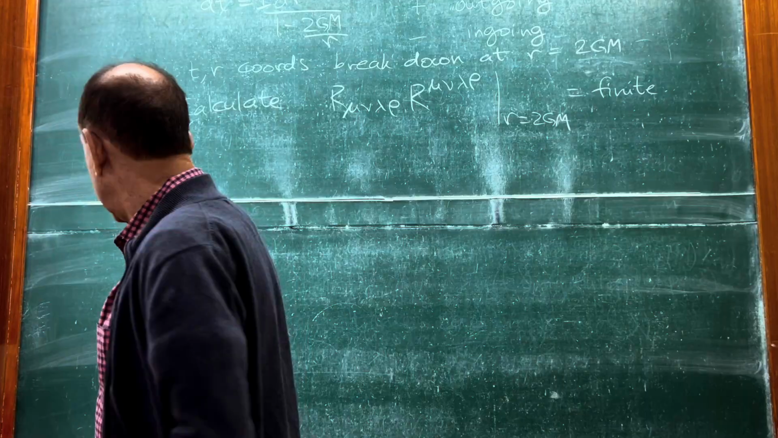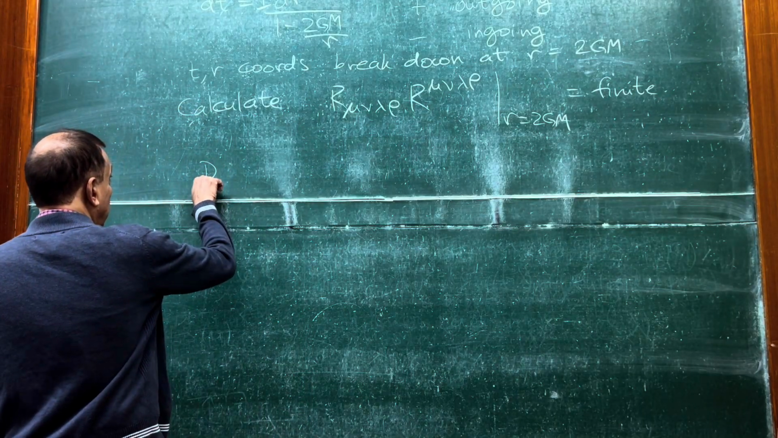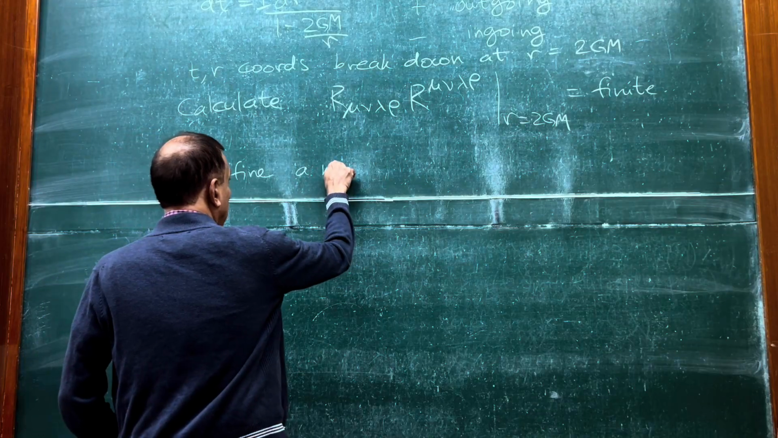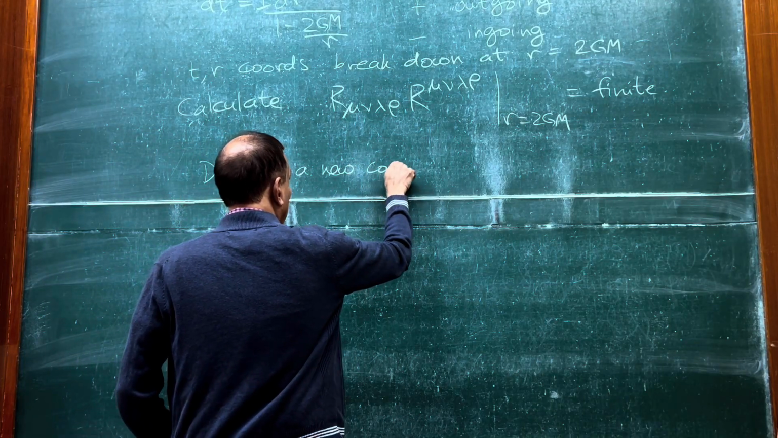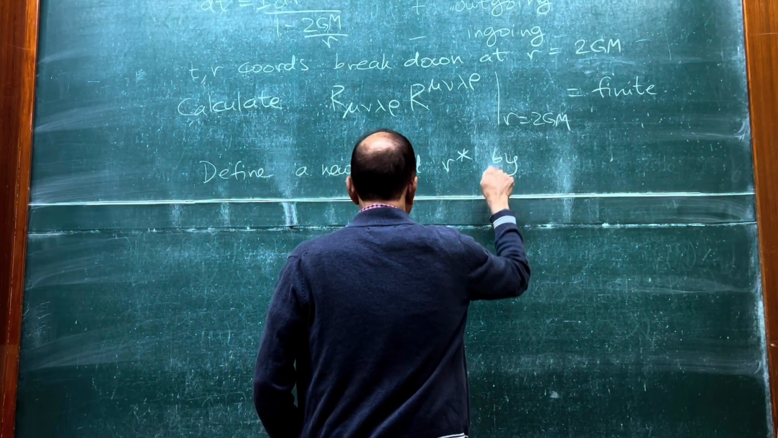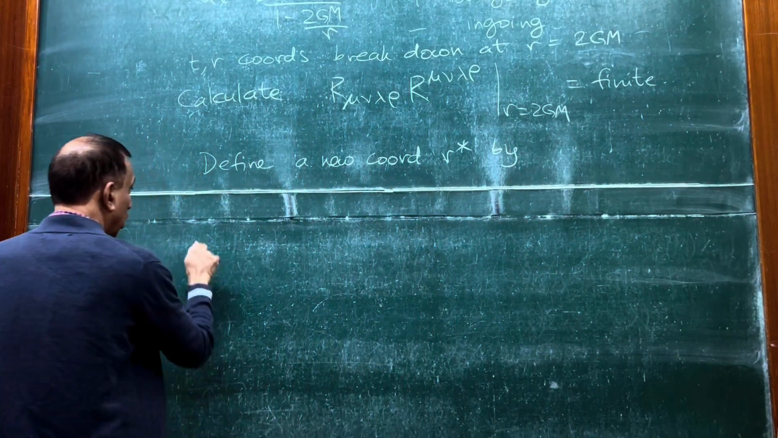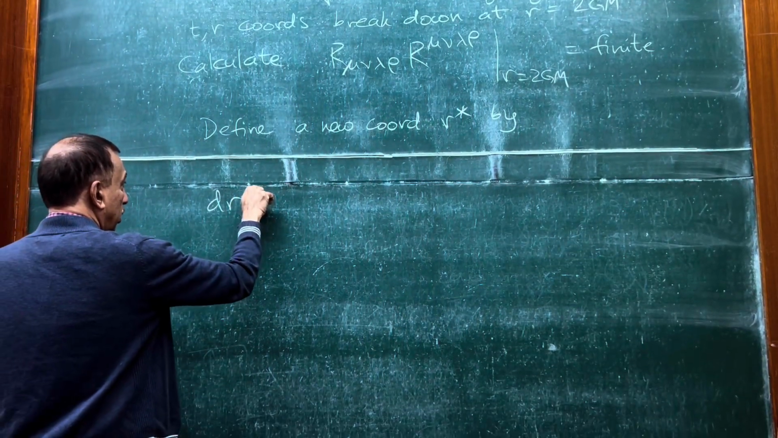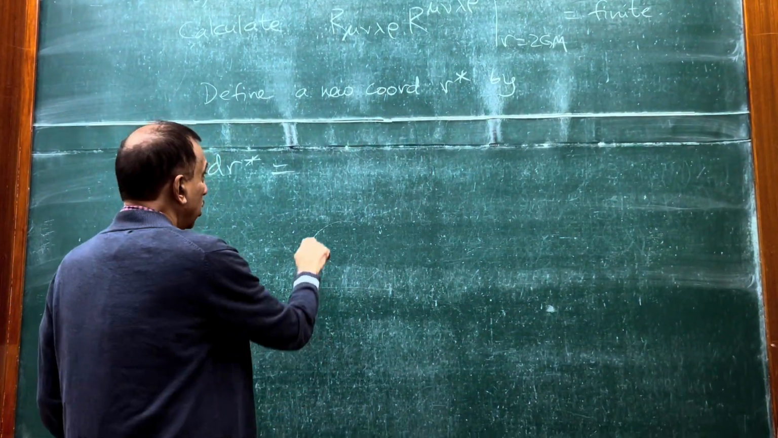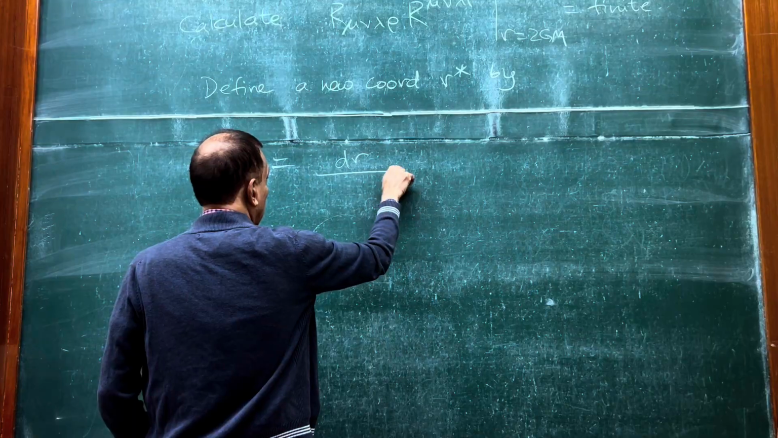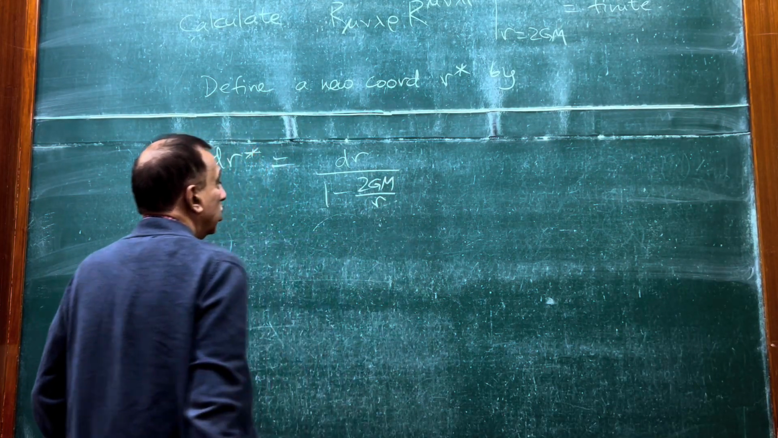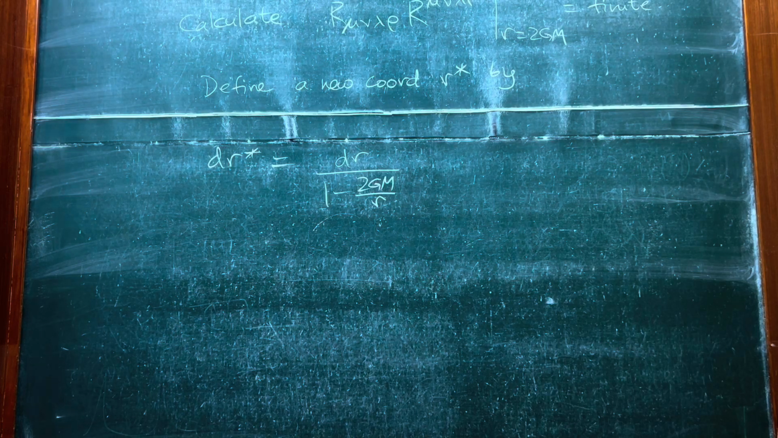And so what I do is define a new coordinate r star by dr star equals dr upon 1 minus 2GM upon r. I just picked one sign.